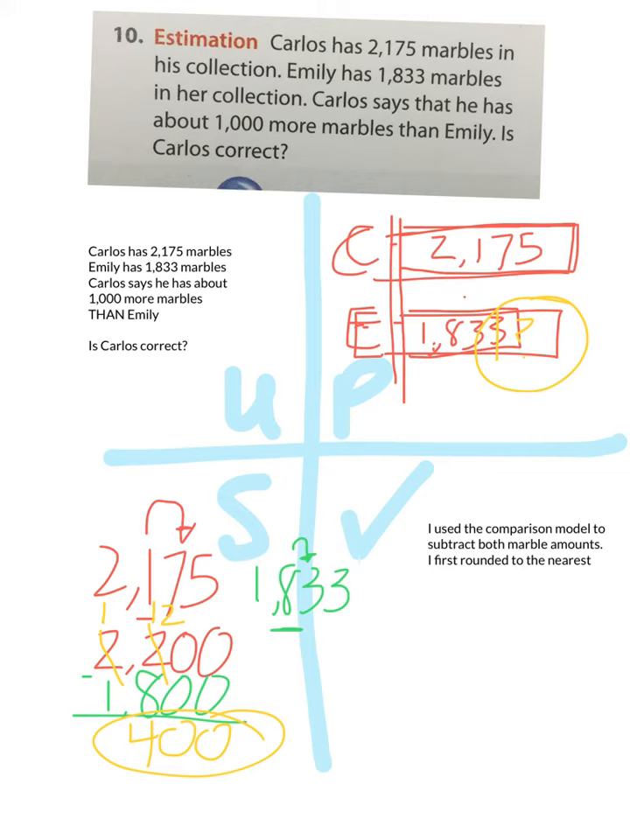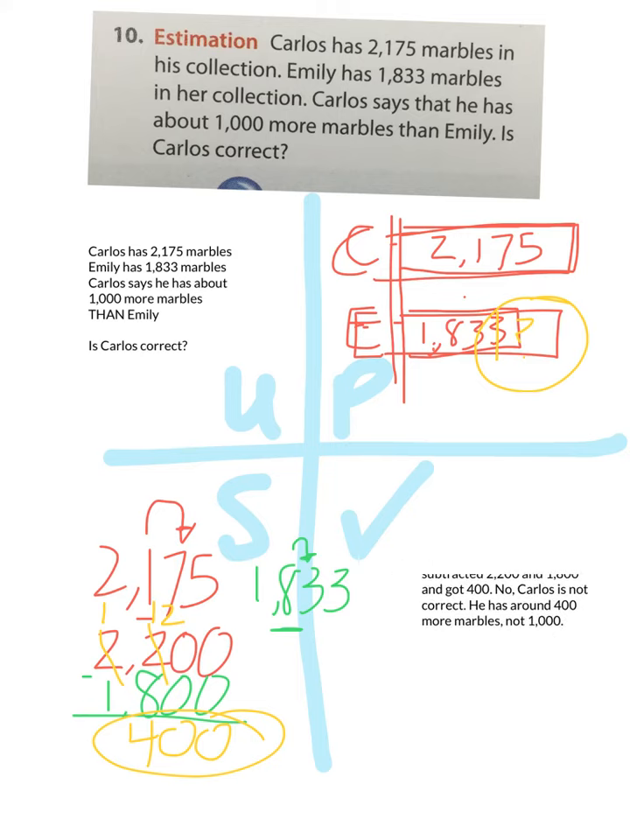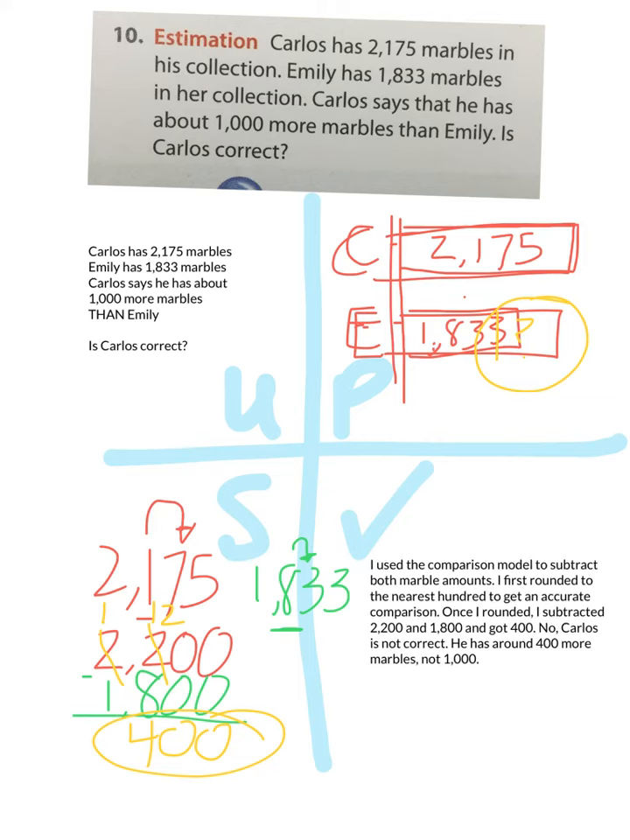So we go back to that U box and we read, is Carlos correct? And then we answer it here. No, Carlos is not correct. He has around 400 more marbles, not 1,000. And then as you can see there, my explanation is all done.